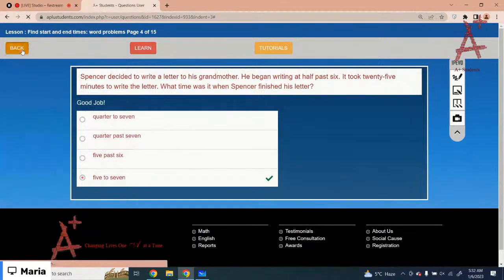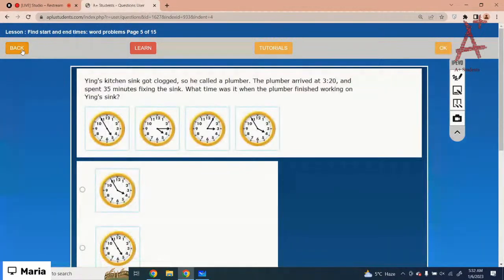Okay, you can complete the test by yourself later today. Let me just move on to the next lesson. Got it? The next lesson is elapsed time.